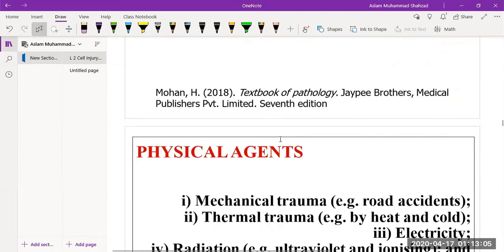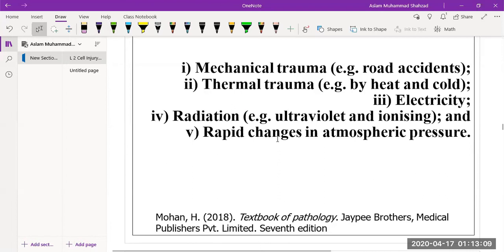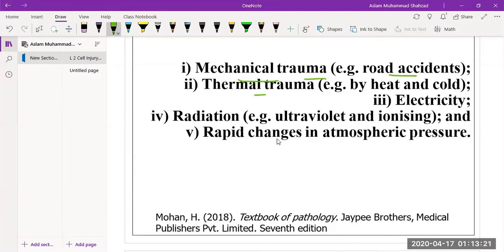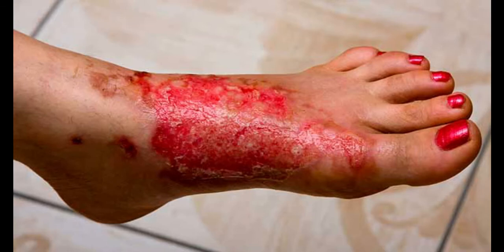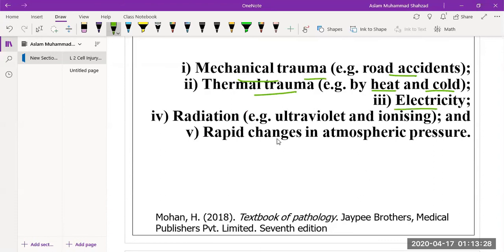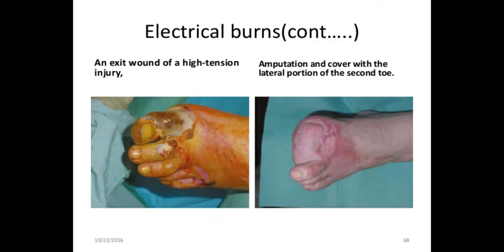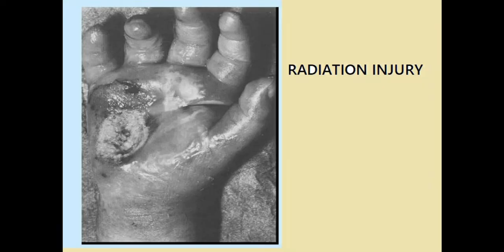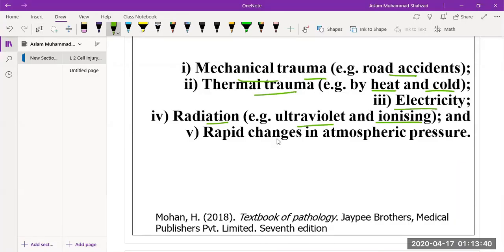Next is physical agents. We already discussed a little bit in our previous lecture that there are different kinds of stresses. So the physical agents could be mechanical trauma, such as road accidents, and thermal trauma caused by heat or cold. Then electrical, like high voltages. Then the radiations, like ultraviolet radiations and ionizing radiations. Then we have rapid change in the atmosphere. For example, scuba diving is the common example for that.